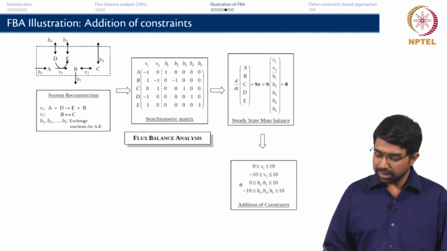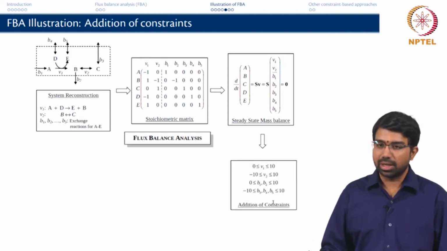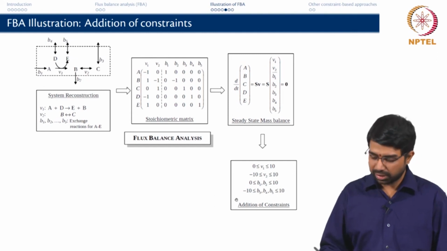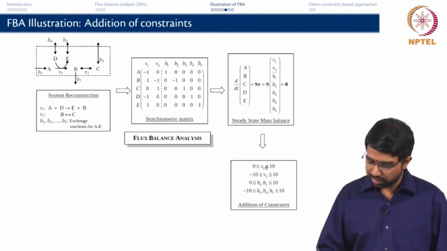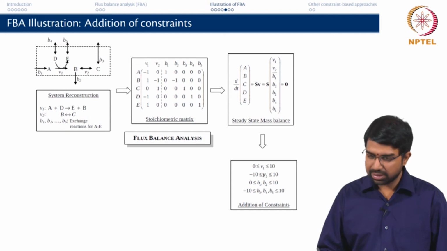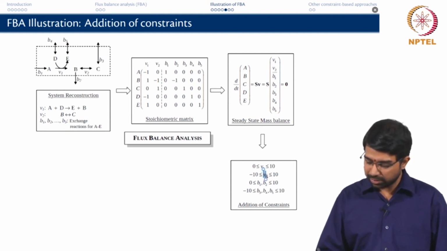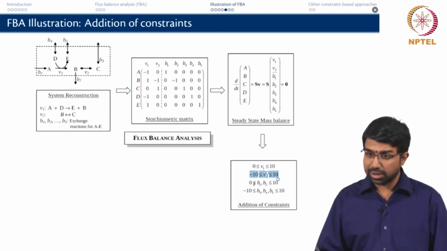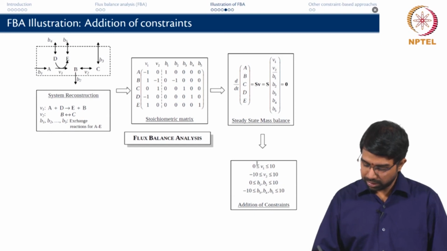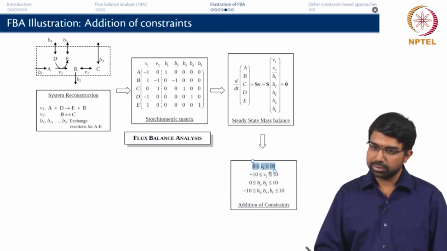right. So, the next step you put in other constraints from your knowledge of biology or whatever. Here I have put some toy constraints. I say 0 less than equals V1 less than equals 10, minus 10 less than equals V2 less than equals 10. So, typically for any reversible reaction I would have the constraint in both directions, but for the irreversible reaction it is only in one direction.